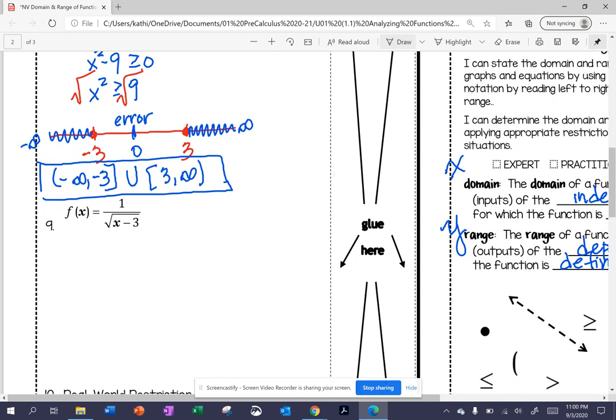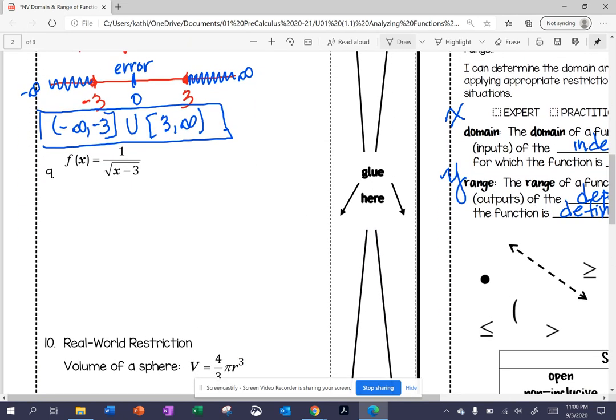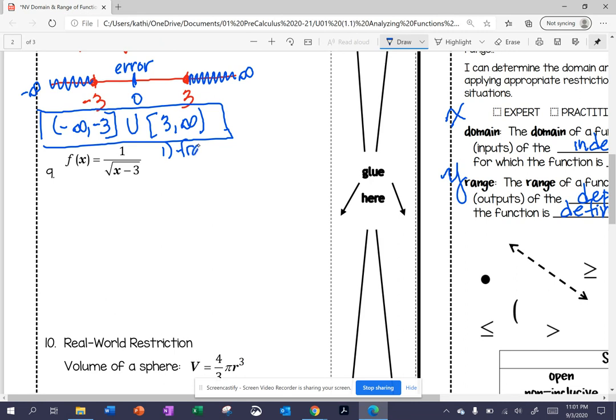All right, let's try the next one. So I'm asking myself 2 questions. Do I have a radical or a fraction? Yes. And do I have a radical? So this is an example where I have both restrictions. I have a fraction and I have a radical with an even index.